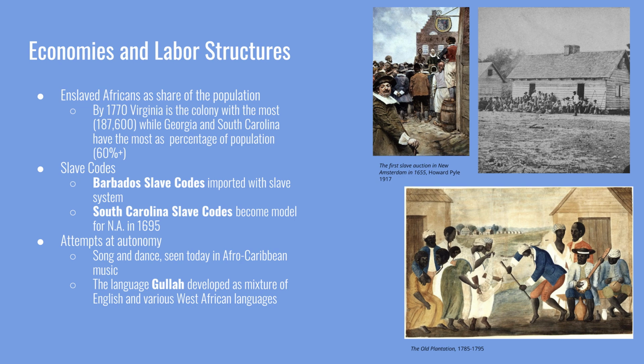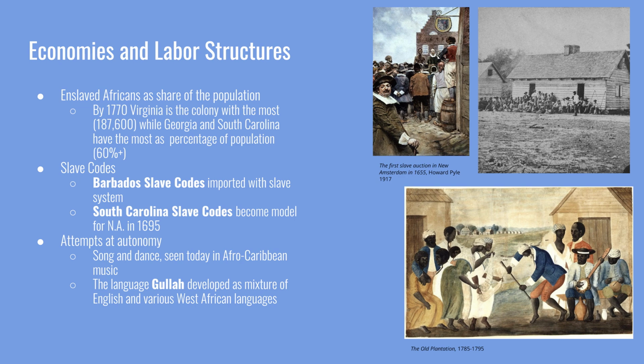A primary inspiration for the new colonial slave codes are the Barbados slave codes. Barbados is an island in the Caribbean that had established enslaved labor for their sugar plantations and had put these laws in place to try and control the behaviors of the enslaved people. By 1695, South Carolina adopted a form of slave codes that set a model for other southern colonies to follow.